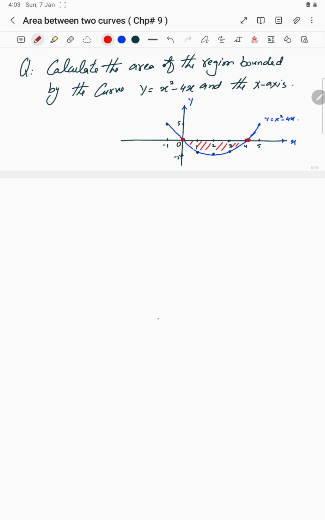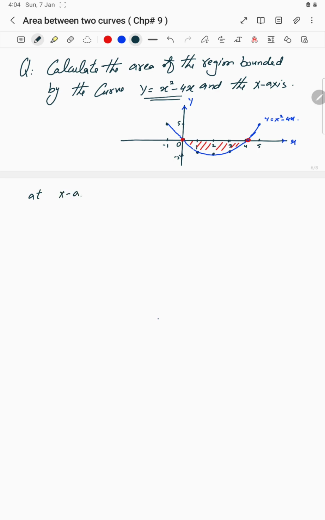Now guys, we are going to solve another question, that is calculate the area of the region bounded by the curve y equal to x square minus 4x and the x-axis as shown in the figure. So it is very much clear the limits of the definite integral range from 0 till 4. So upper is the x-axis and lower is the curve. So we can say at the x-axis y equal to 0.